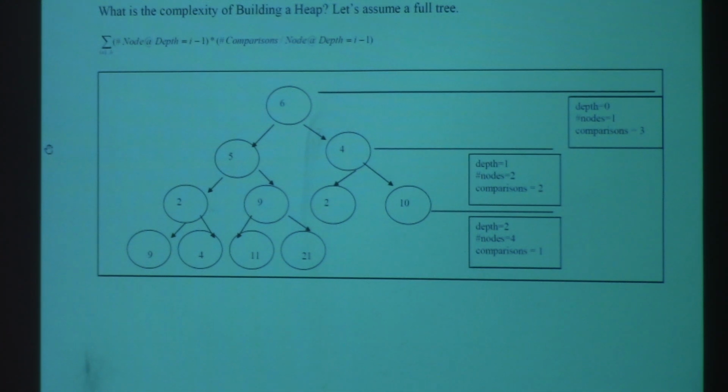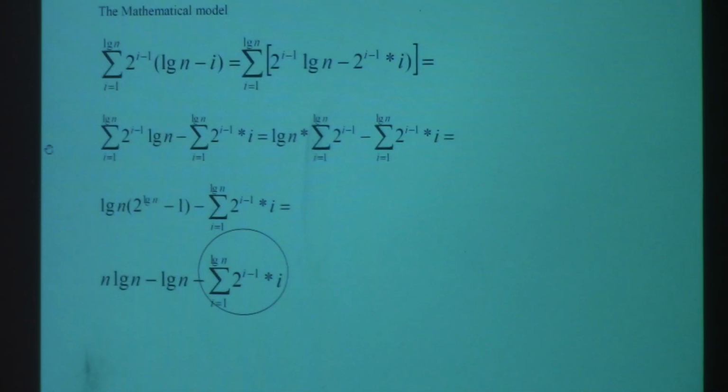So we will do a summation where we count from 1 to h, the height. The height is 4, so 1, 2, 3, 4. We add the number of nodes at depth i minus 1, times the number of comparisons at depth i minus 1. The mathematical model looks something like this: the summation goes from 1 to lg n. Why 1 to lg n? Because those are all of the height levels.